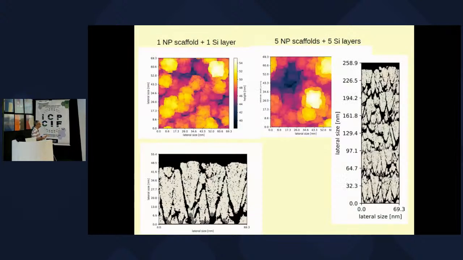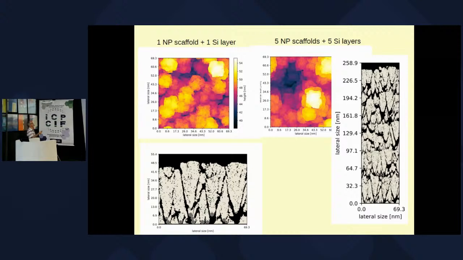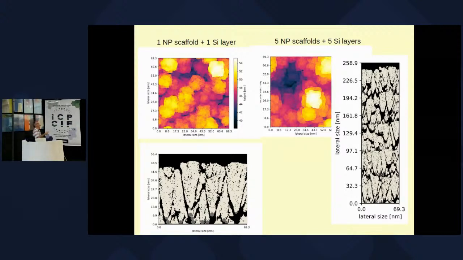And then what we obtain after depositing one nanoparticle scaffold and one silicon layer. This is a top view. This is the cross-sectional view. So you see here these gray nanoparticles. They form the scaffold, and then the silicon deposits first around the nanoparticles, and then they form these cones. And these cones leave some gaps between them. These gaps are responsible for that 20% of porosity.